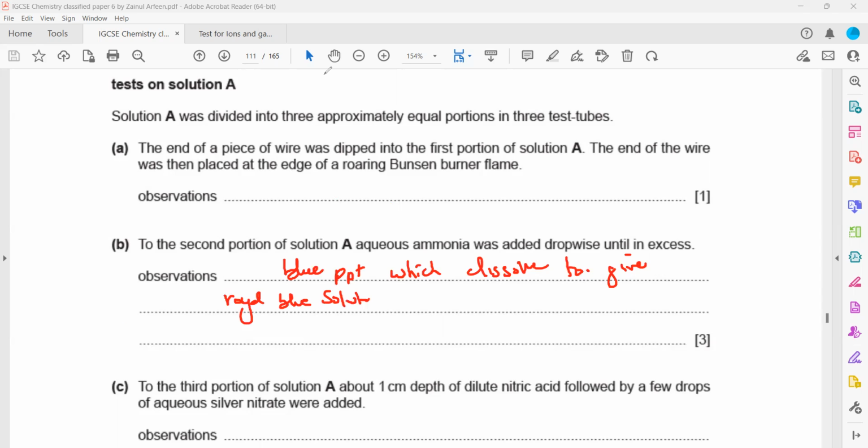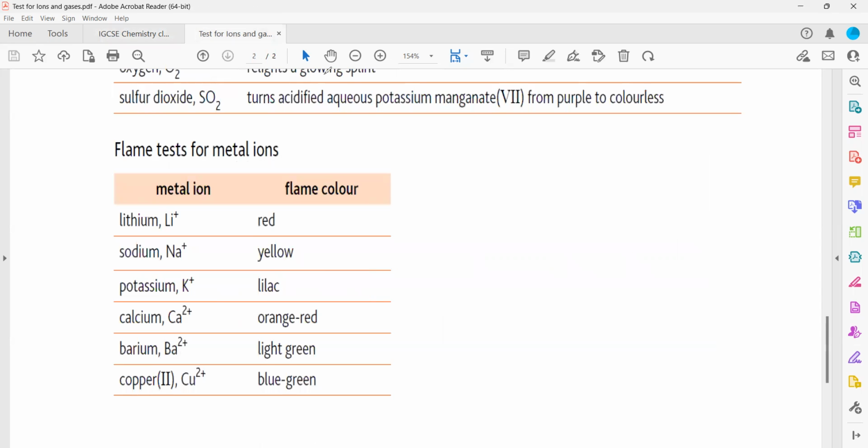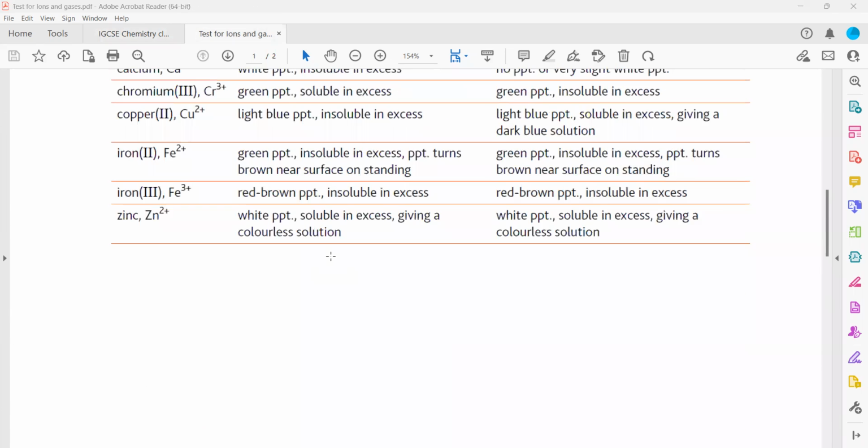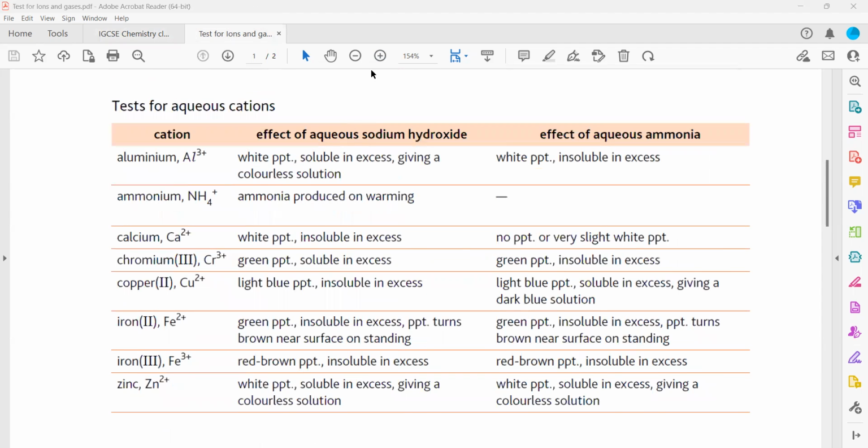So as you can see here, whenever aqueous ammonia is added to a copper ion, it will be a light blue PPT soluble in excess. This will give an inky blue or a dark blue or a royal blue solution. So that you have to write.